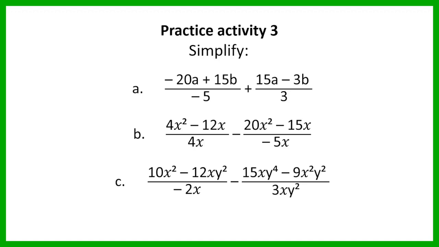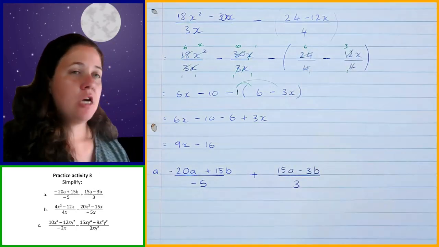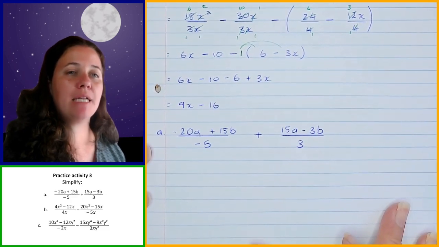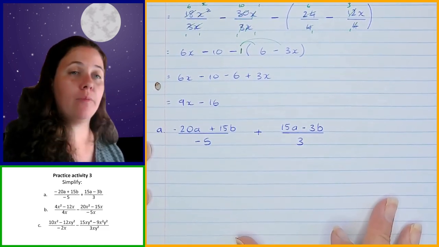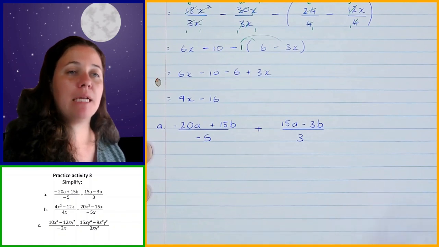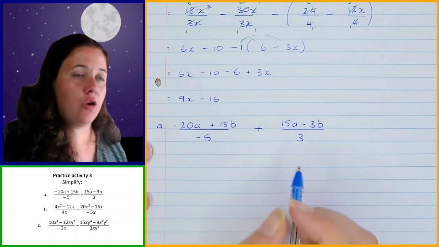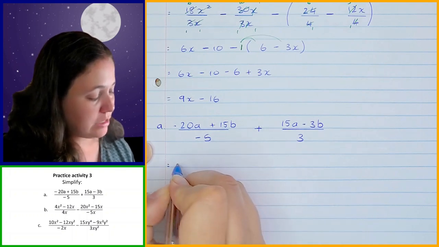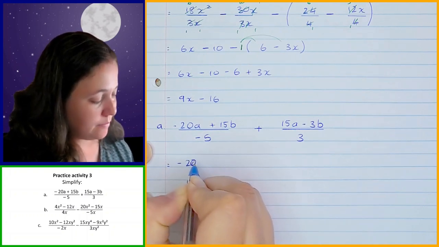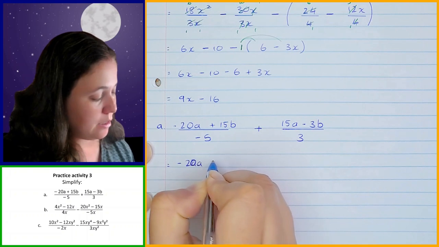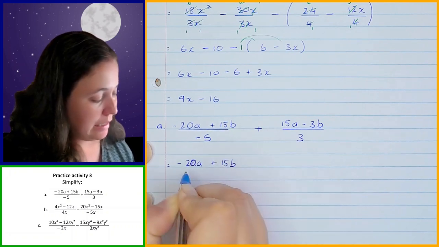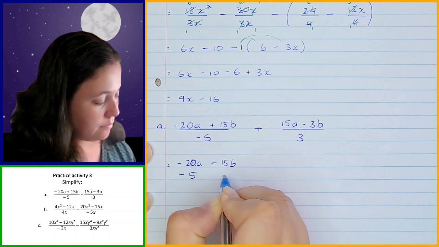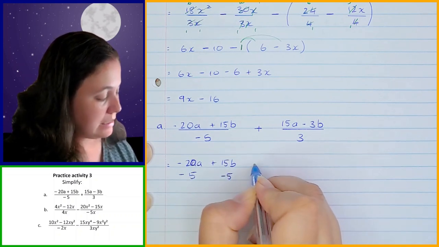Okay, so let's see how those questions went. So the first one you had was negative 20a plus 15b over minus 5, and then plus 15a minus 3b over 3. So the first thing we're going to do is split it up. So I've got negative 20a plus 15b, and they both are over minus 5. Then I've got a plus.